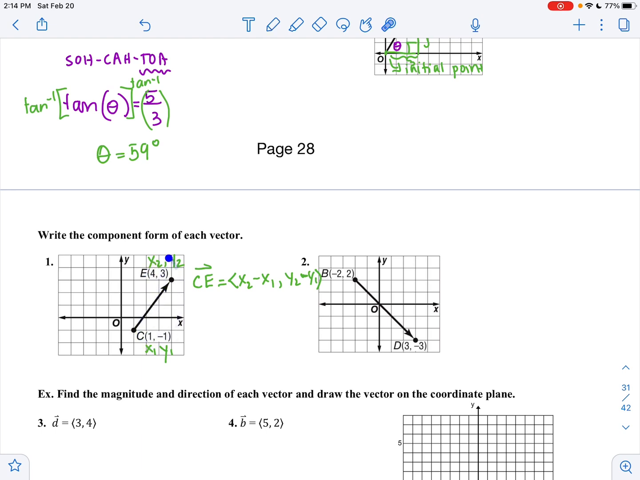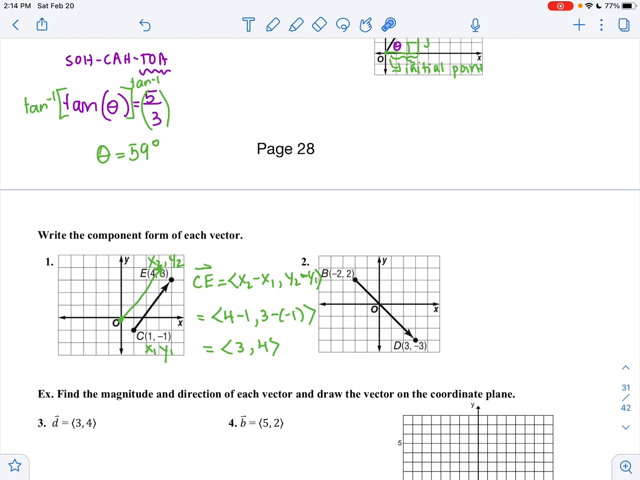4 minus 1, subtract the y values. So here we have component form would be 4 minus 1 and 3 minus a negative 1. That yields 3, 4. So if you were to plot that coordinate point 3, 4 and connect the origin to that point, it's the same exact vector, but basically moved such that the initial point is on the origin and then the terminal point is at 3, 4.